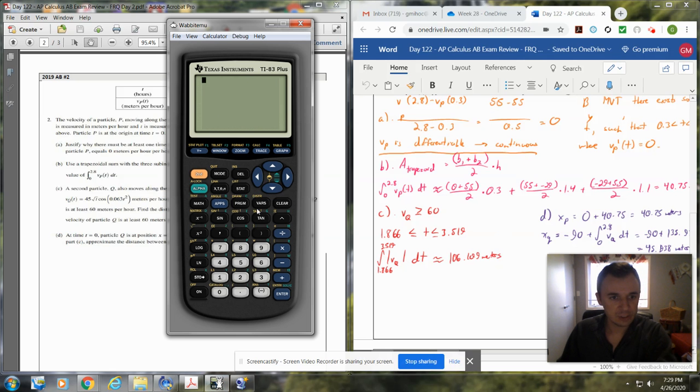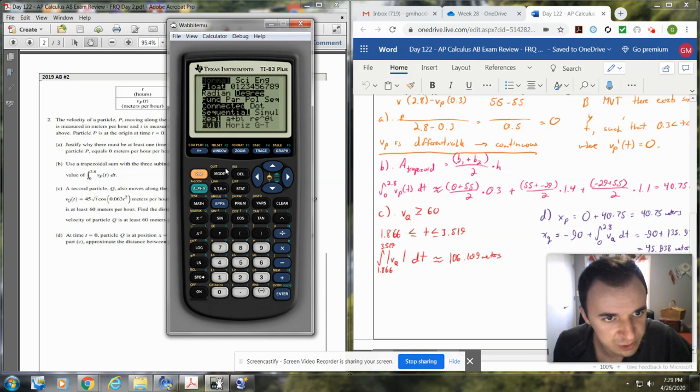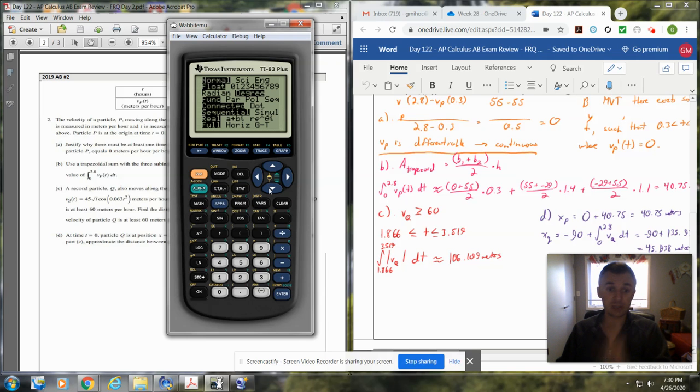All right, so let me just make sure this is in radians mode. It is not. Once again, as I said in part two, make sure your calculator is in radians mode. So press mode, scroll down, make sure radians is highlighted, press enter, and boom, you're good. All right, I'll get out of here, second mode to quit.